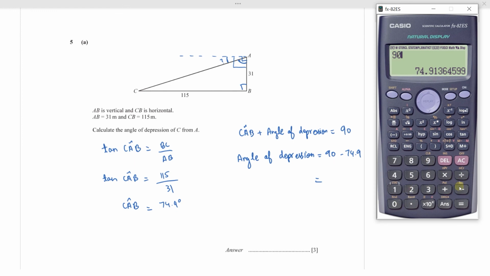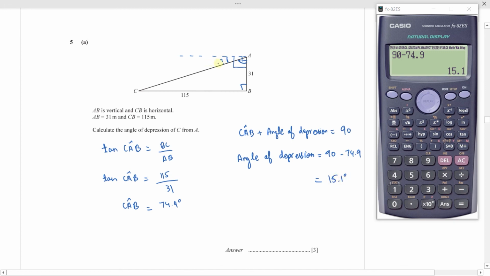So 90 minus 74.9 will be 15.1. So this angle here is 15.1 degrees, which is the angle of depression of C from A. So this is 15.1 degrees.